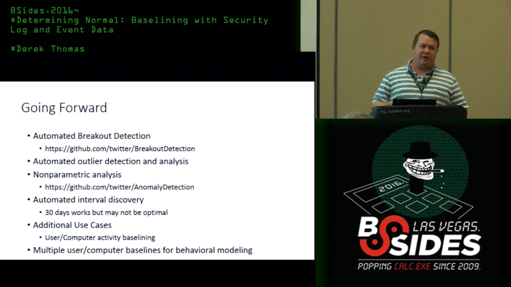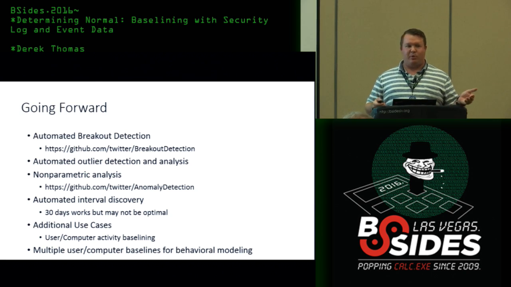For my intervals, I use 30 days. You might be able to find better intervals for that. And really, with the goal of having the least amount of outliers and alerts while still remaining statistically relevant. And then additional use cases I'd like to go through. So I covered two. They're pretty basic, but there's probably some really cool ones that could be applied. So I'm going to be exploring that.